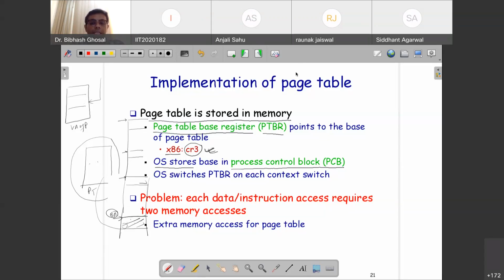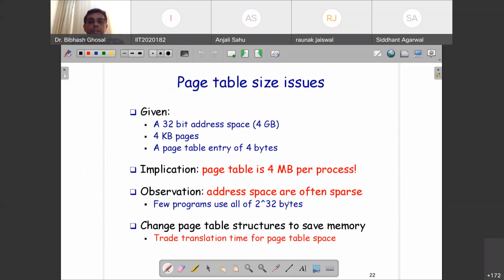Now, each data and instruction requires two memory accesses. I've already told you that because the page table is also present in the memory, obviously you'll have two accesses. This extra memory access is for the page table. Let me give you some problems that will highlight some issues so that we can motivate ourselves to a more improved version of the paging scheme.